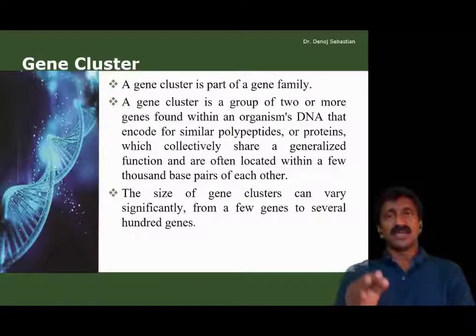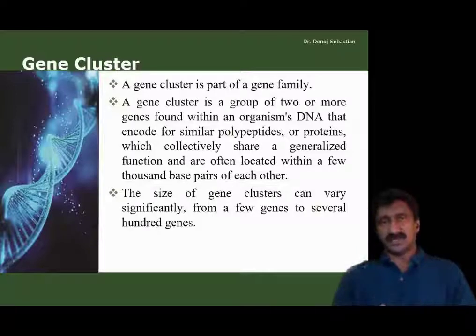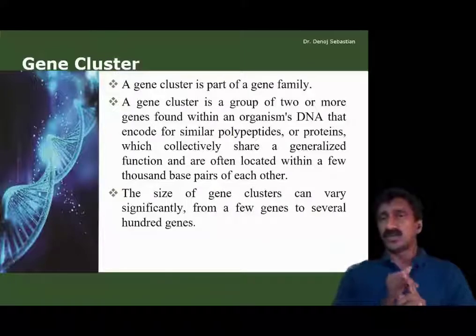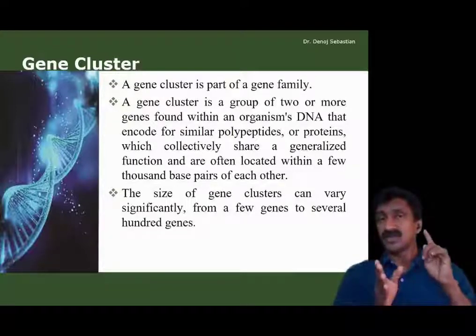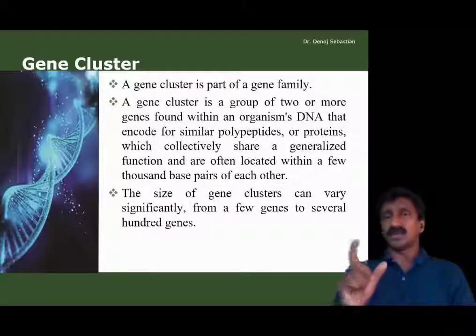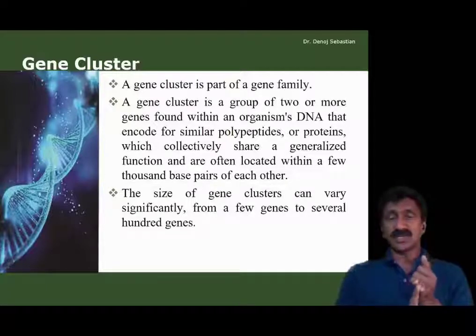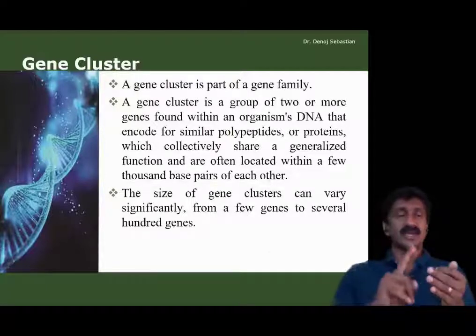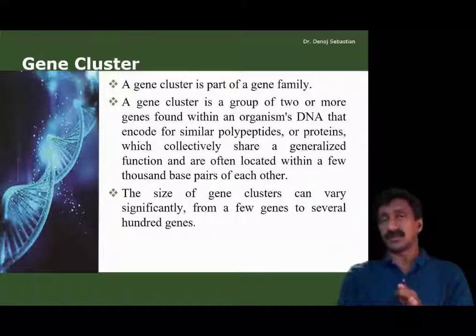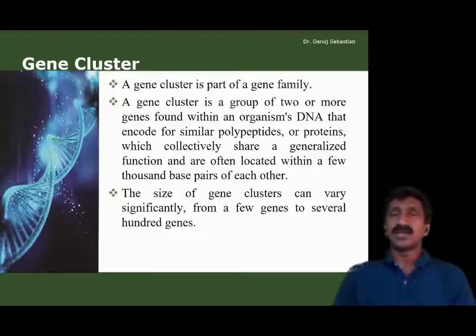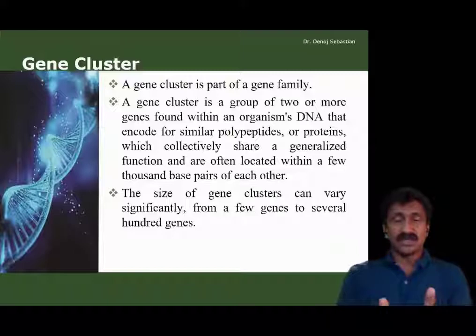So a gene cluster is a group of two or more genes found within an organism's DNA that encode for similar polypeptides. So two or more genes should be there within the same organism that encode similar polypeptides or proteins which collectively share a generalized function. There should be similarity in the structure of the peptide, similarity in the function, and it should be present in the same organism. So these types of genes are known as gene clusters, and they are located in very close proximity also. Then only you can call it a cluster.